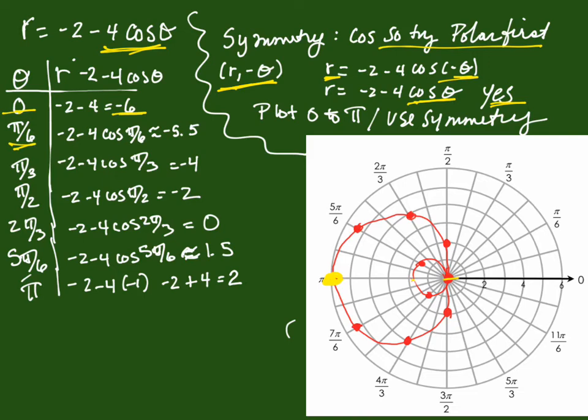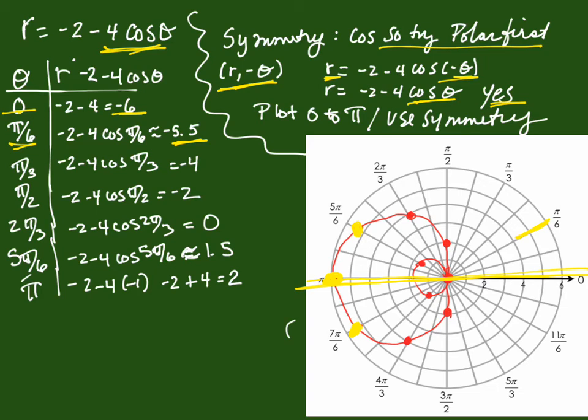At pi over 6, I'm -5.5. So here's pi over 6, but I have to go negative. Okay, so negative would be the 7 pi over 6, so I'm here. Now, because I'm symmetric to this line right here, that means I can do the 5 pi over 6 one up here. So I can do that one up there, matching that one right there. Nice.